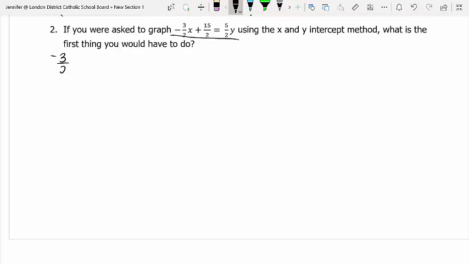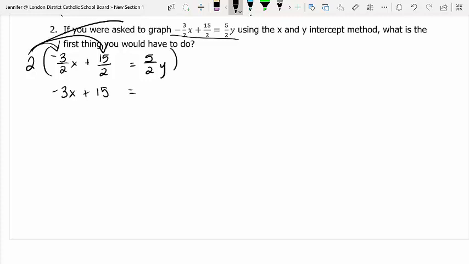So let's write out the equation. Okay, so to get these all into whole numbers, I'm going to multiply the entire equation by 2 because that will turn all these fractions into whole numbers. So 2 times negative 3 over 2 is negative 3x plus 2 times 15 over 2 is 15, and 2 times 5 over 2 is 5. Okay, now I'm going to move this term to be with the other guys.